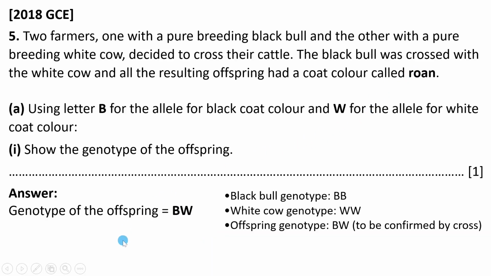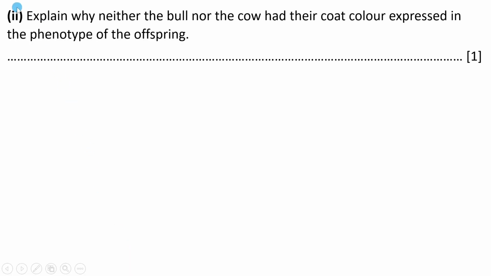Now, if we go to the next question, it says, 2, explain why neither the bull nor the cow had their coat color expressed in the genotype of the offspring. In short, they are saying why the offspring would have BW instead of just BB or WW. That's what the question is saying. So explain why neither the bull nor the cow had their coat color expressed in the genotype of the offspring.